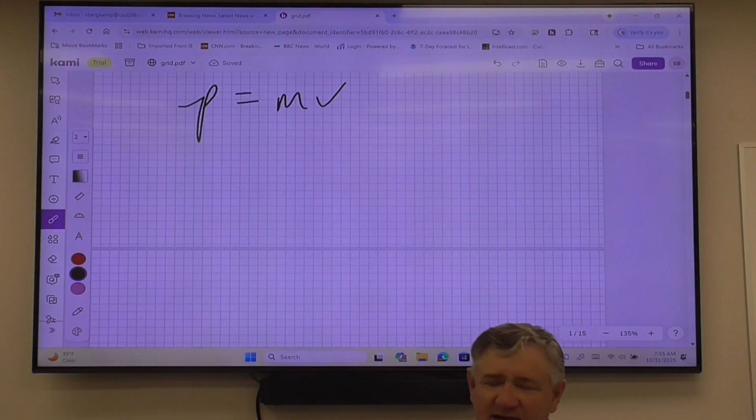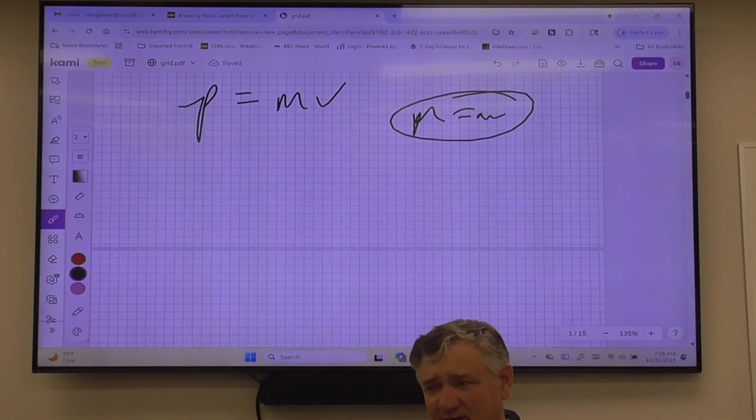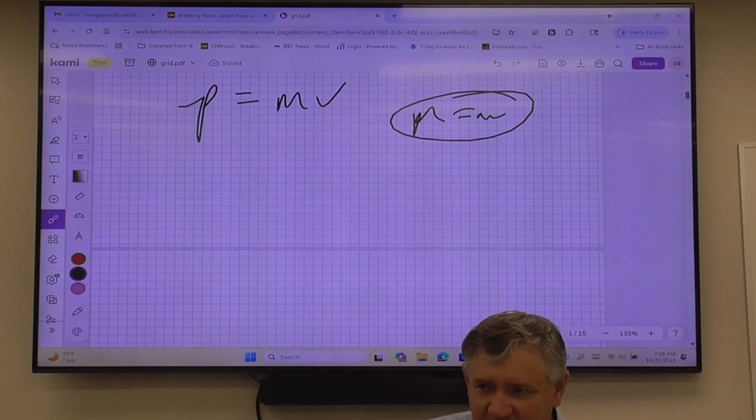Now, you say, well, if it's momentum, why is it represented by the letter P and not M? Because then you'd have M equals mv, and that would just be awkward. Okay, so that would just make things confusing, because then you don't know which M you're solving for.